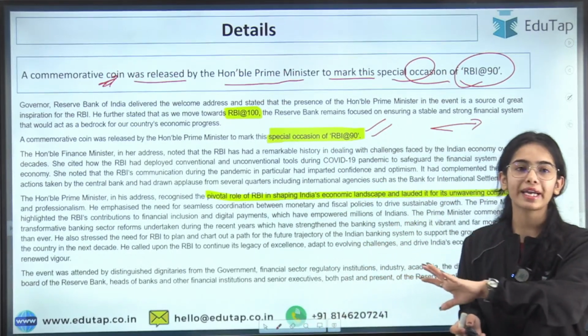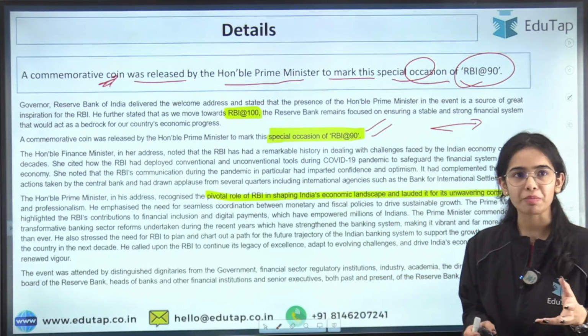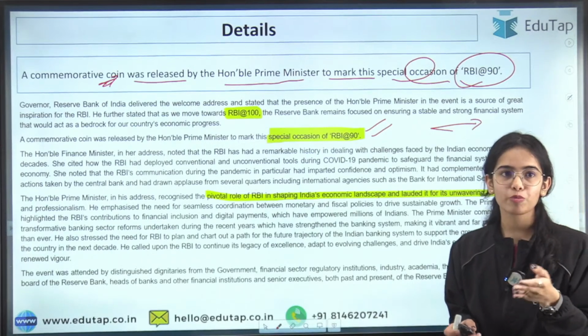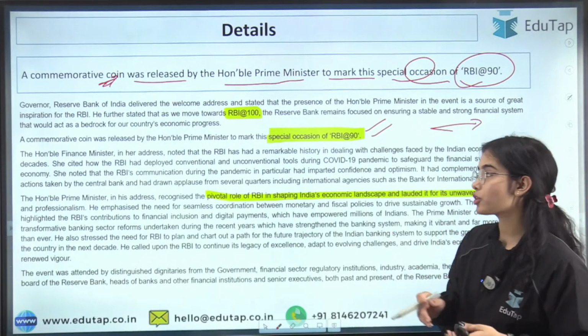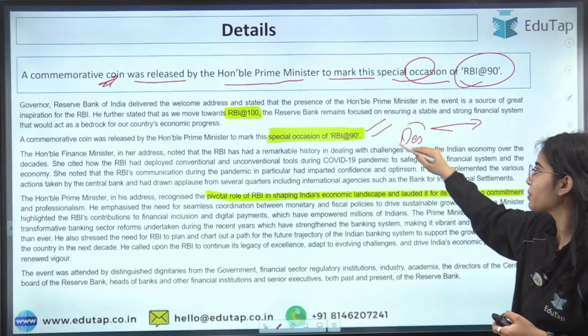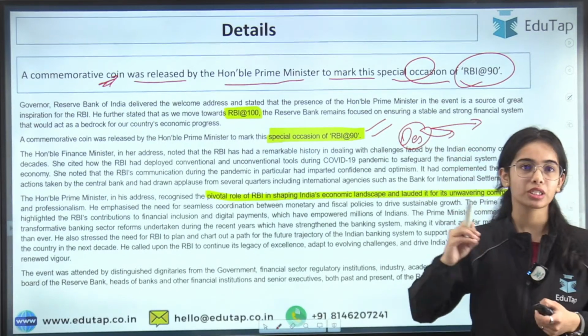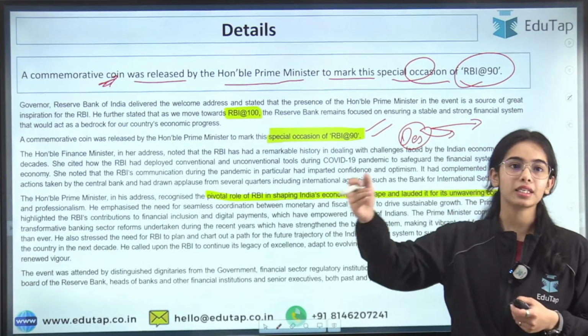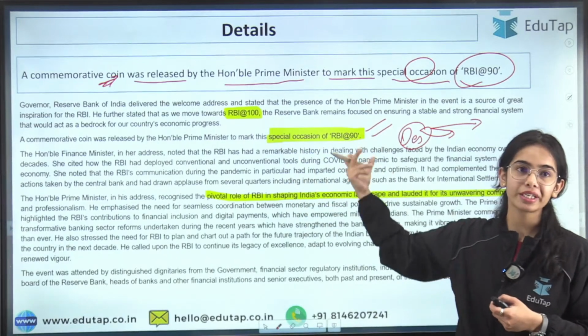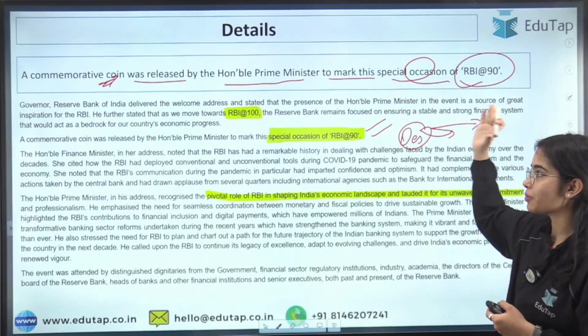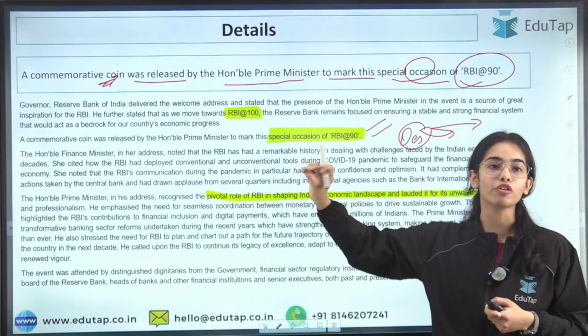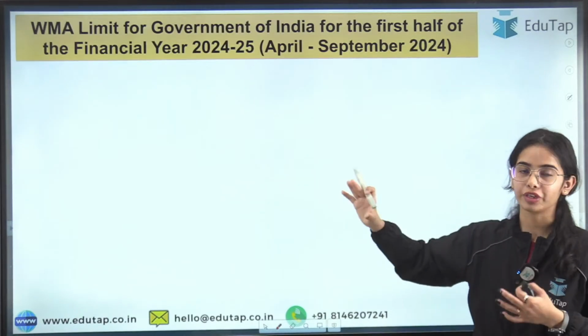I have given you the brief idea of the points you have to remember from the objective perspective. From the descriptive perspective, Jaskaran sir is going to come up with the session. The main point here that you have to remember is that the RBI is going into the 90th year of the Reserve Bank of India's establishment.